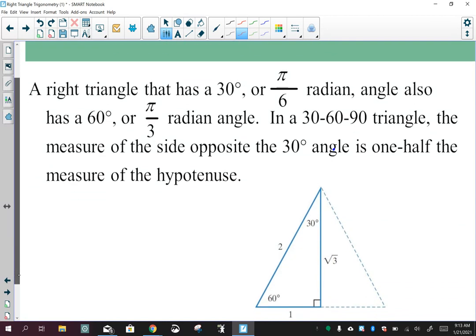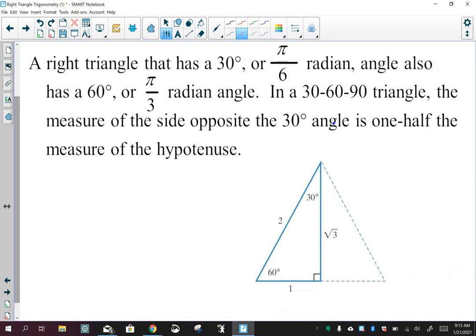The other one is going to be your 30, 60, 90. So your 30, 60, 90, again, is coming off an equilateral triangle. So that's why this piece over here is drawn like that. And so we're basically taking an equilateral triangle and we're going to cut this in half. And again, so your 30 degrees is pi over 6. Your 60 degrees is pi over 3. So those, again, are two things that you need to remember.